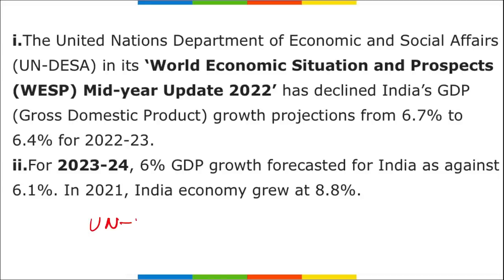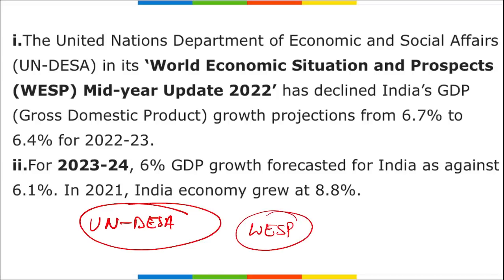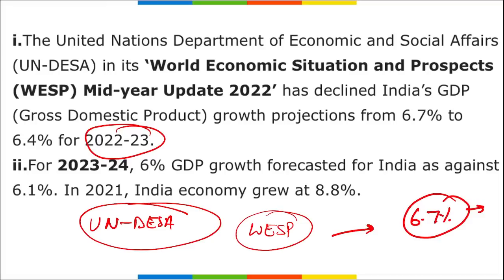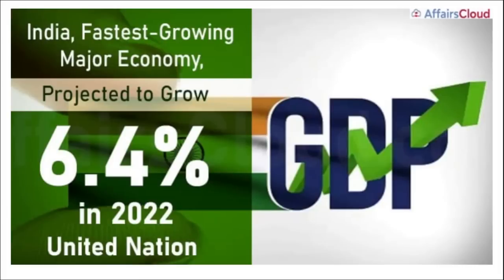Remember, if we talk about UNDESA, that is your United Nations Department of Economic and Social Affairs, they have released an update, that is your WESP update. WESP is your World Economic Situation and Prospects mid-year update for 2022. Earlier, UNDESA projected India's GDP growth to be around 6.7% for the fiscal year 2022-23. Now they have revised it to 6.4%.